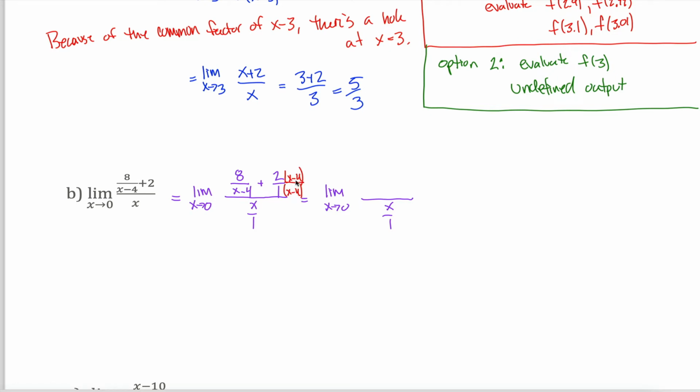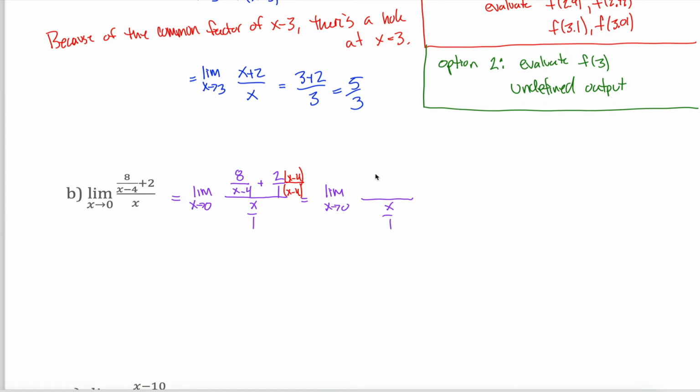First, make sure you do the top and the bottom, otherwise you're changing the value of this fraction. It's the same reason that 1/3 is the same as 50 over 150. All I'm doing is multiplying the top and the bottom of that fraction 1/3 by 50. Same logic here, 2 over 1 is the same as 2 times x minus 4 divided by 1 times x minus 4 because I'm just multiplying the top and the bottom by x minus 4.